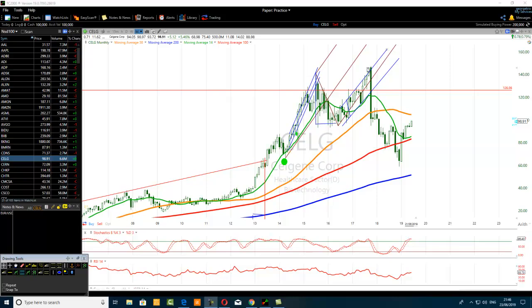So this is a flat correction. In fact, this is what we call the expanded flat correction, because the C wave of the flat correction is quite deep. When we have a C wave that is quite deep, we have what we call the expanded flat correction. You can see that the B wave also went a little bit above the high of the fifth wave, somewhere here.